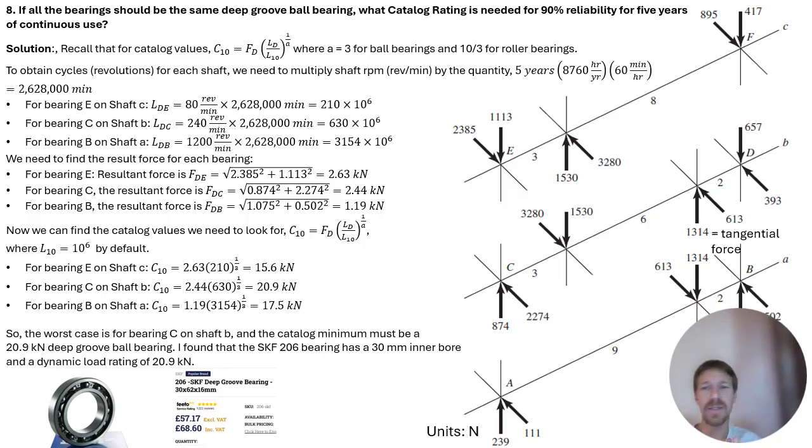It was not clear before we did the math, but after doing the math, you can see that the bearing that has the most difficult position in terms of the combination of load and the number of cycles is bearing C on shaft B. So you need to look for a 20.9 kilonewton deep groove ball bearing. I looked on the internet and I found the SKF 206 deep groove ball bearing has a bore diameter of 30, which is pretty close to what we need, and it has a dynamic load rating of 20.9 kilonewtons. That looks like the right bearing for us.